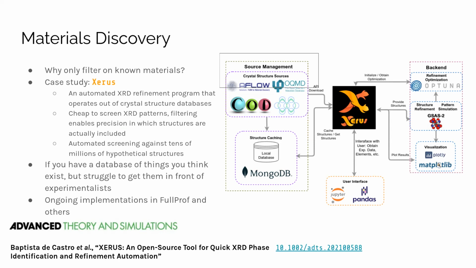A particular case study I want to show is not my own work at all. It's this program called Xeris from a PhD student, I think it's now finished, Pedro Baptista de Castro in MIMS. It's an automated XRD refinement tool that uses existing structured databases, does some queries, and makes a local cache of things that are relevant to the system that the experimentalist is looking at. Then you give it your actual measured XRD, as it comes off the beam, and you automatically screen and refine all of the proposed structures.